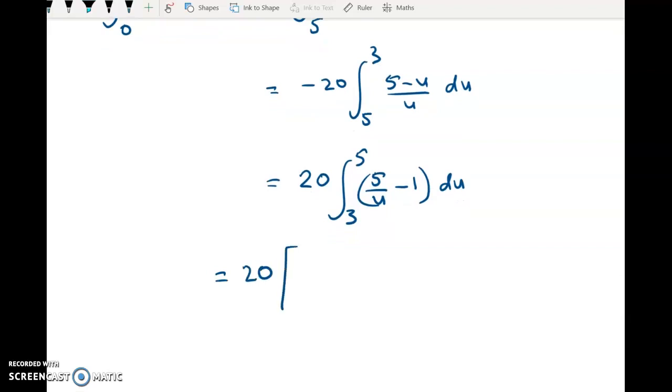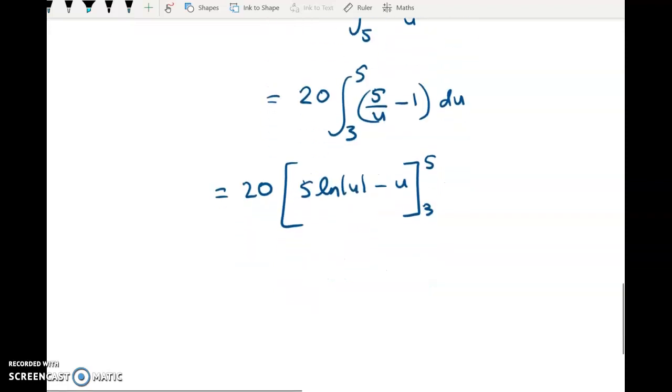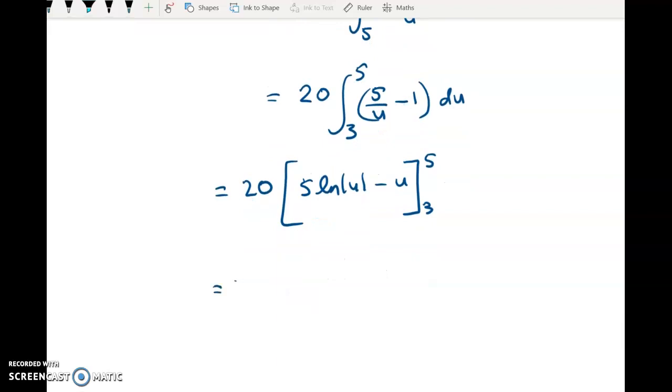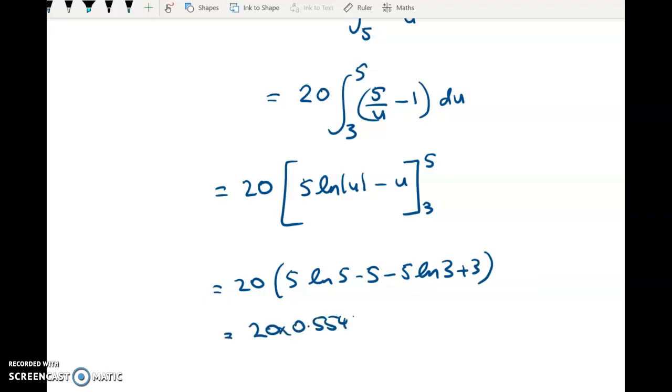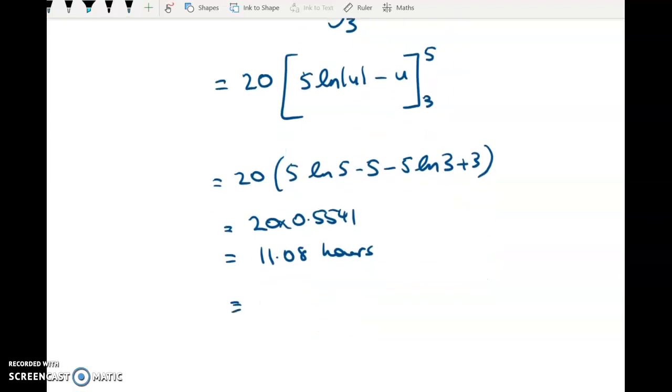So we've got 20 times 5 natural log of u minus u evaluated at 5 and 3. And that gives me 20 times 5 log of 5 minus 5 log 3 plus 3, which is equal to 20 times 0.5541, giving me an answer of 11.08 hours. Or if you want to put that into hours and minutes, it's about 11 hours and 5 minutes.